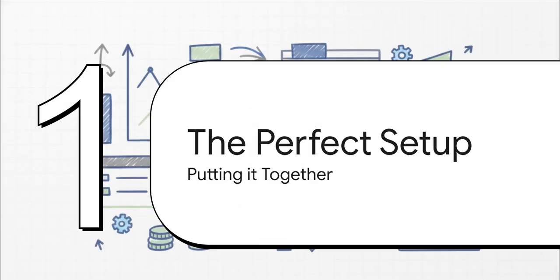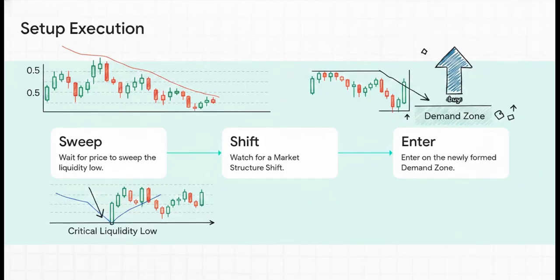Section 4. Executing the perfect setup. Putting it together. Okay, let's put the whole puzzle together into an actionable, highly profitable execution strategy. Here is your exact step-by-step entry protocol. You've found your 4-hour uptrend. The price has finally pulled back below that 0.5 Fibonacci level into your discount pricing zone.